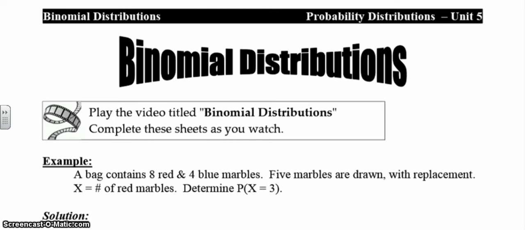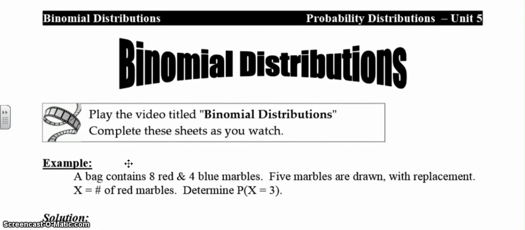Welcome to your video on binomial distributions. Before we actually start with this page, I'm going to do a demonstration with you. You do not need to copy it down, but please do watch it. It will show you how the formula for binomial distributions is developed.